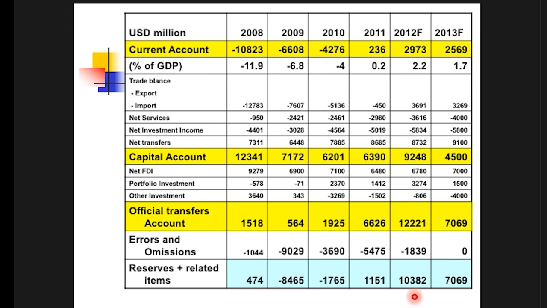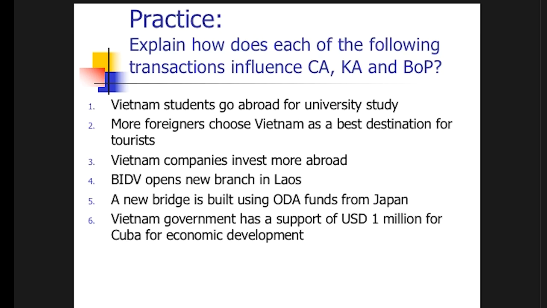Now we have a practice. Slide number 14 shows you some questions to practice. How does each of the following transactions influence the balance of payments, and especially each account, the current account and the capital account?